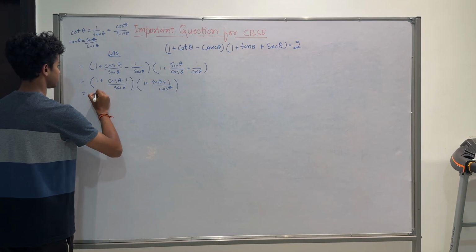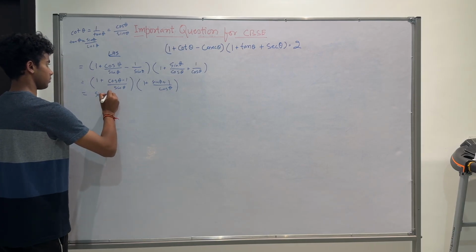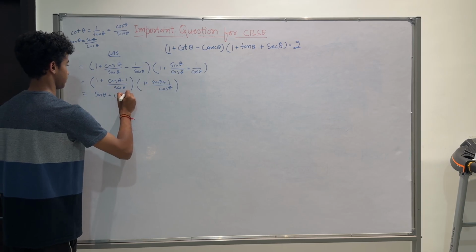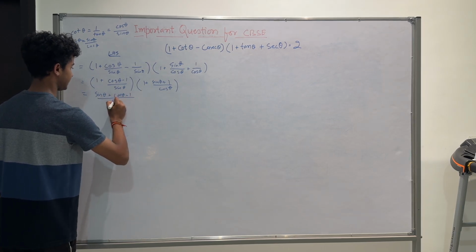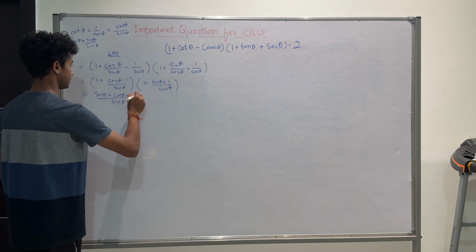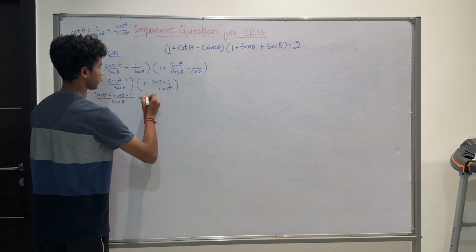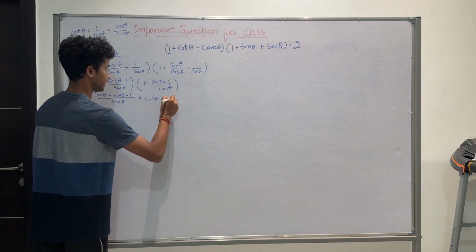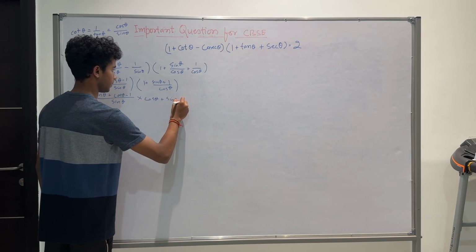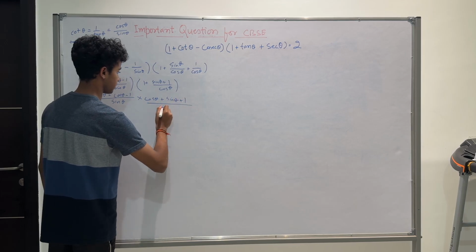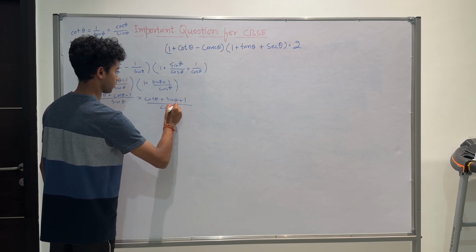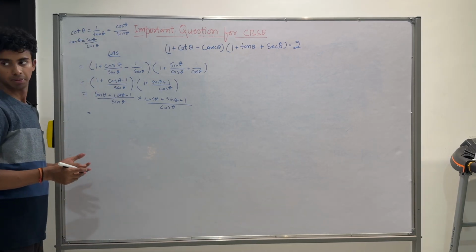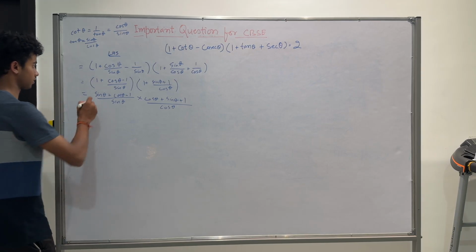So we'll get sine theta plus 1, plus cos theta minus 1 by sine theta. This is into, again LCM, cos theta plus sine theta plus 1 by cos theta. Then this step is a little tedious, but it's necessary for the solving of the proof.